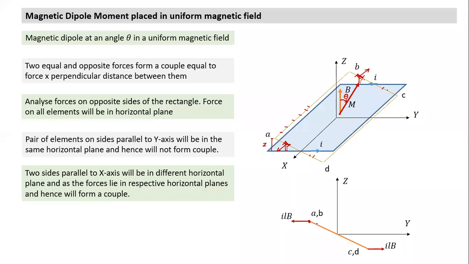Now, can we find the torque or couple here? What is the perpendicular distance between them? We have taken the length AD as well as BC equal to M, and this length is L and this length is M. So this side's inclined distance is M and this angle is theta. What is the perpendicular distance between the two equal and opposite forces? If the AD side is equal to M, this will be equal to M sine theta.